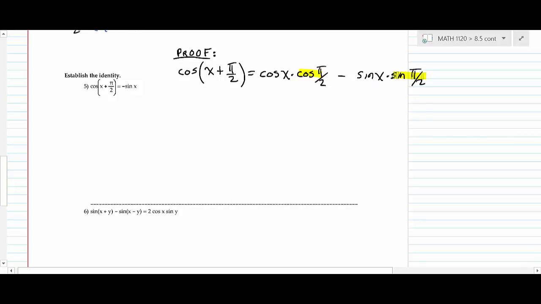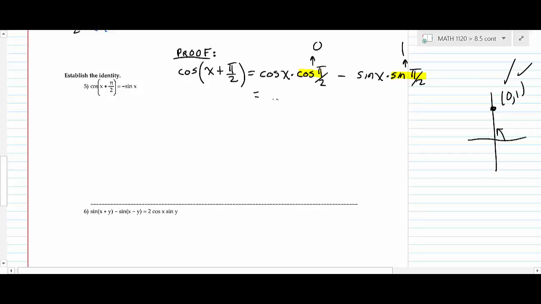So you need to figure out what those two things are on the unit circle, and then we'll see what happens. So at pi over 2, which of course is 90 degrees, you have the point 0,1. So what's the cosine of pi over 2 going to be? 0. What's the sine of pi over 2 going to be? 1. Okay, like that. Okay, so we're using that identity.